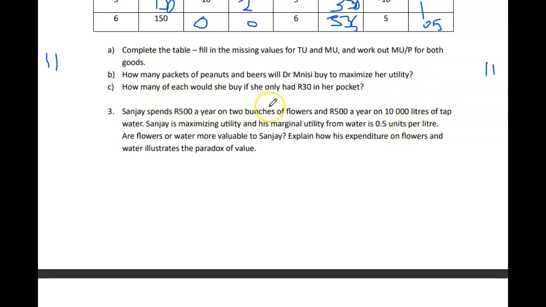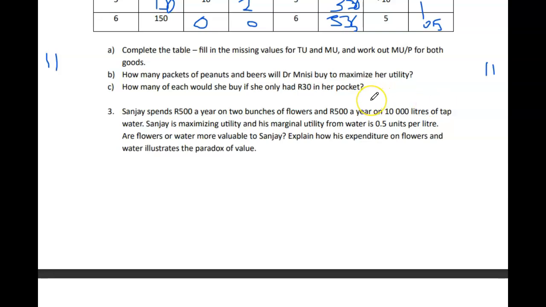But if for 500 rand you're buying 2 bunches, you're paying 250 rand for just 1 flower. So why is it so expensive to buy flowers compared to water? Wouldn't water be more expensive? Because without water we'll all die, so it should be more valuable. So that's the contradiction, right?